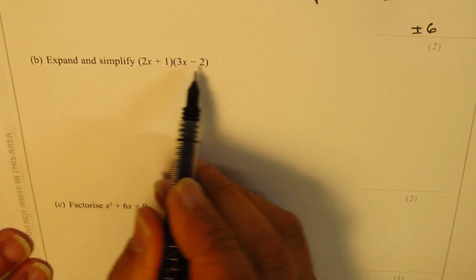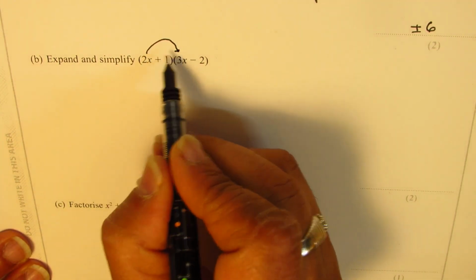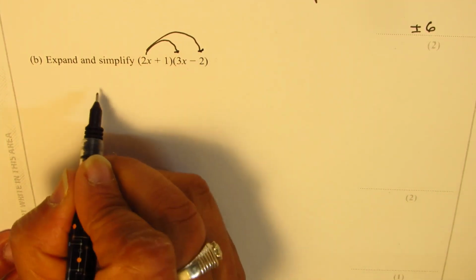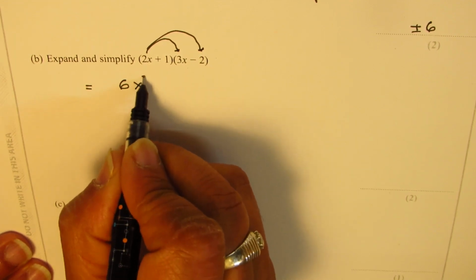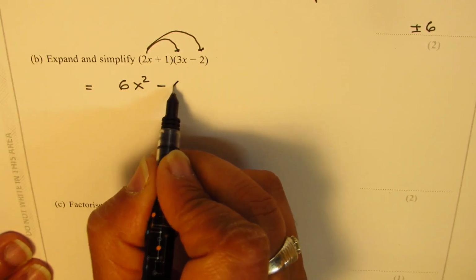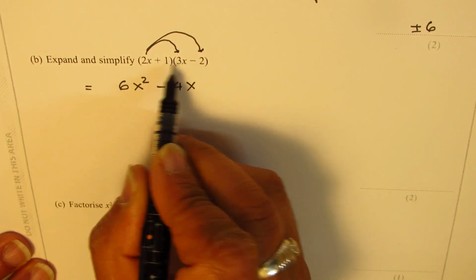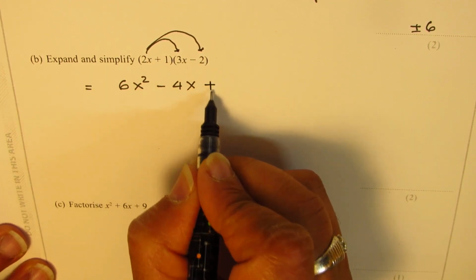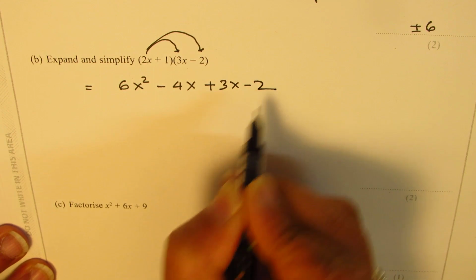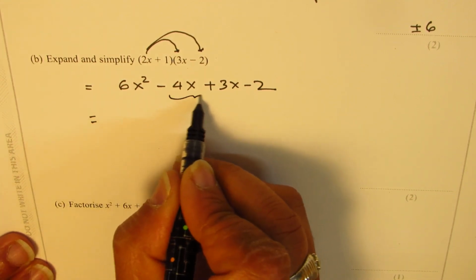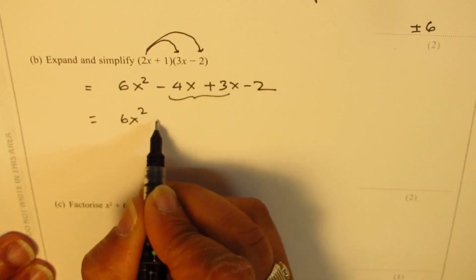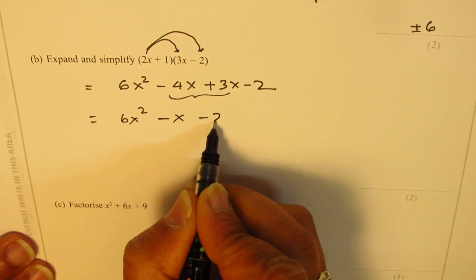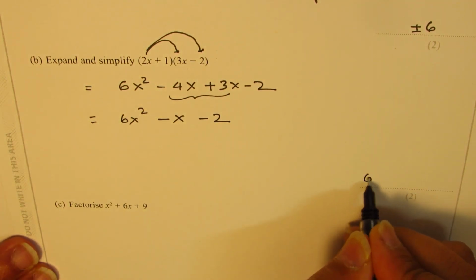Expand and simplify. When you want to expand, first with 2x, you have to multiply both the terms. So you get 2x times 3x, which is 6x squared, minus 2 means minus 4x. Then write the other as such, which is plus 3x minus 2. Combine the like terms. Minus 4x plus 3x is minus x minus 2. So that is the expanded form.